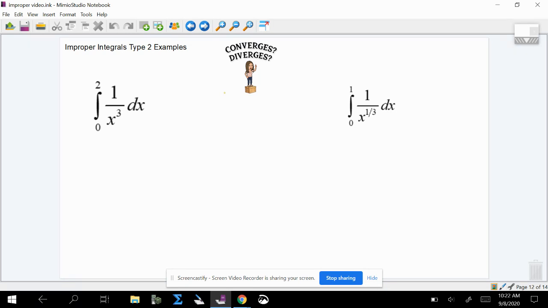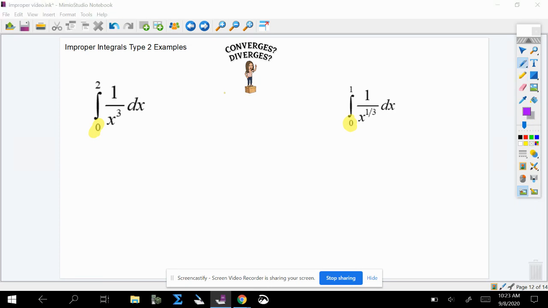So the first two I want to go through and do with you are the ones that have an issue with the lower boundary. I want you to see a little bit of everything here. My lower boundary is an issue in both of these because if I put 0 in, I get an undefined value for my function. So the way that we fix that is we take our limit, and we can't start at 0, so we have to start just after 0. So that's a one-sided limit.